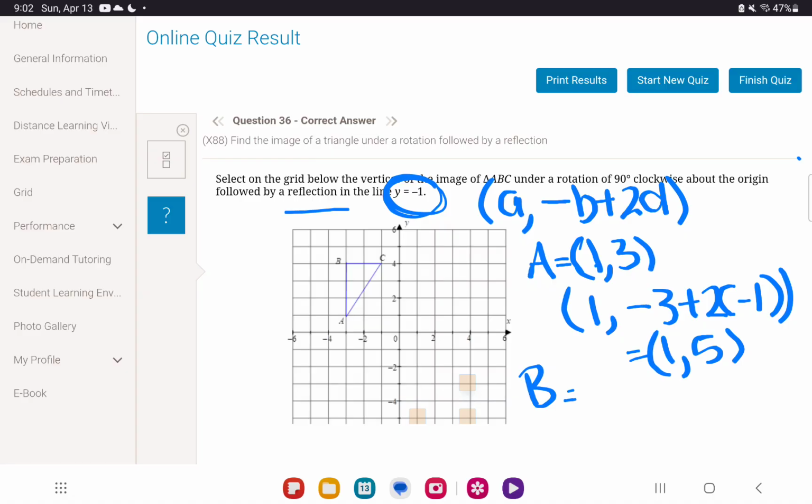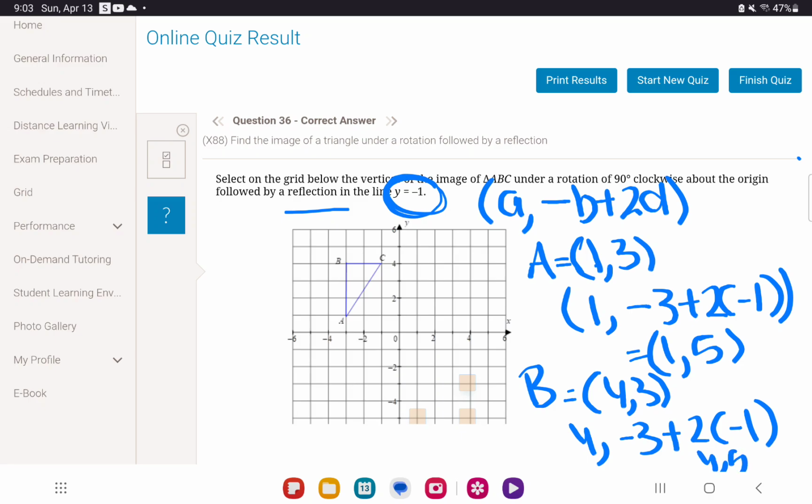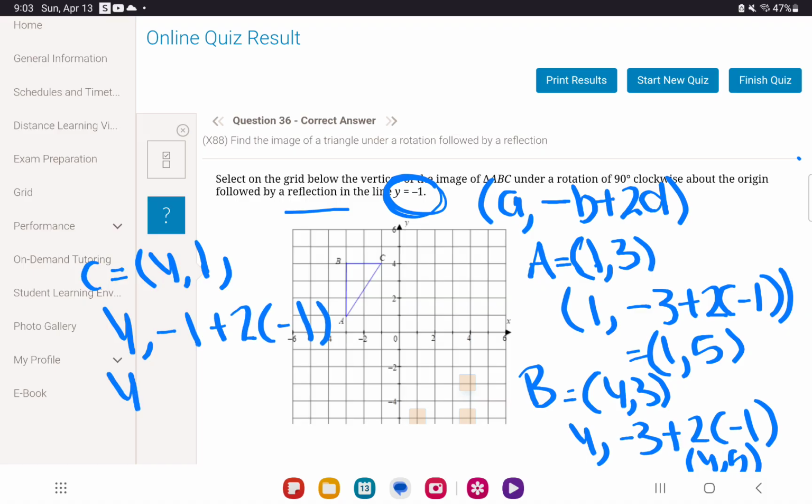Now the line for B, we found the coordinates for B, we found it's 4 and 3. We do the same thing. 4 stays the same. -3 plus 2 times -1. You also get 5. So 4 and 5 are your coordinates for this one. And then C over here, we know that the coordinates are 4, 1. 4 stays the same. 1 becomes -1 plus 2 times -1. You get 4 and -3. These are all of your points.